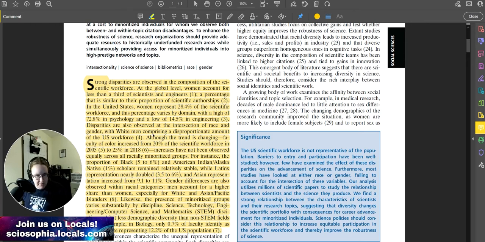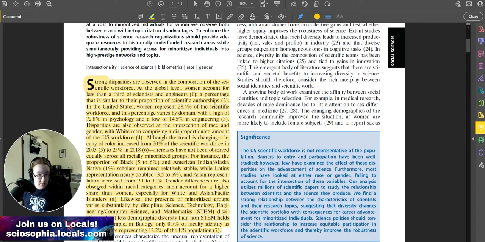Disparities are also observed at the intersection of race and gender, with white men comprising a disproportionate amount of the U.S. workforce. Notice no numbers there, but anyway, although the trend is changing, faculty of color increased from 20% of the scientific workforce in 2005 to 25% in 2018. Increases have not been observed equally across all racially minoritized groups. For instance, the proportion of Black, 5 to 6%, and American Indian, Alaska Native, 1% scholars remain relatively stable, while Latinx representation nearly doubled, 3.5 to 6%, and Asian representation increased from 9.1% to 11%.